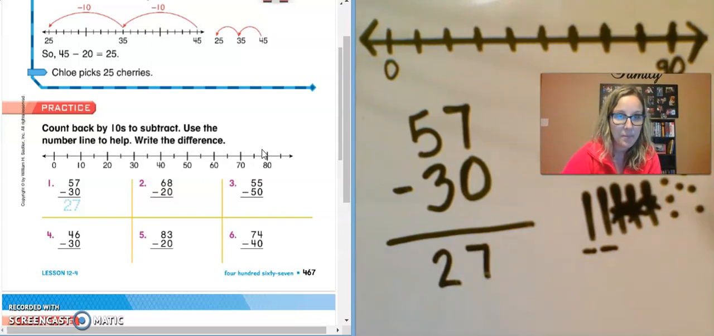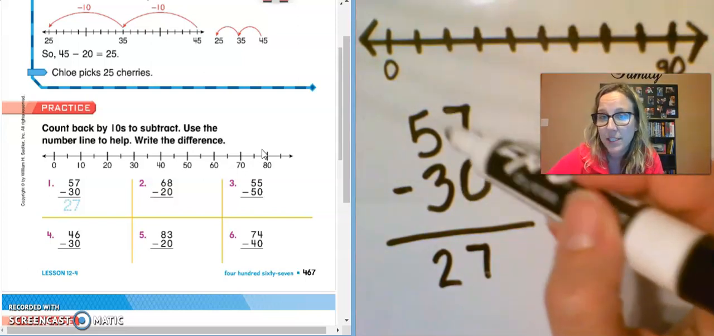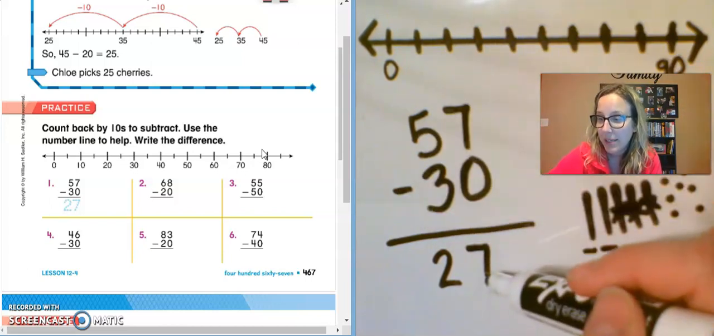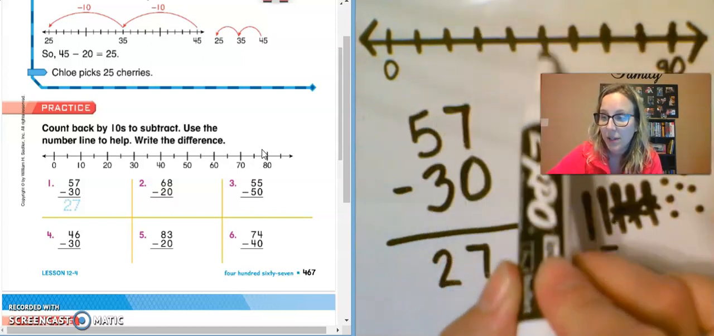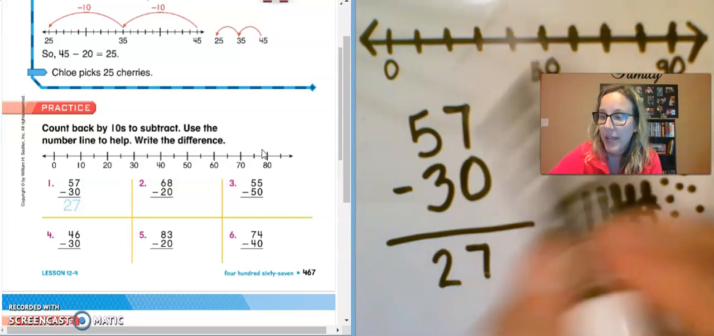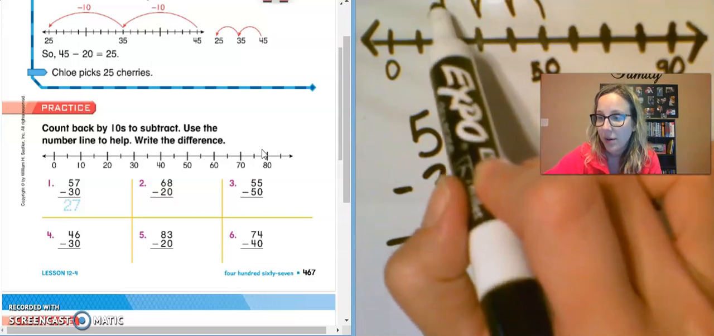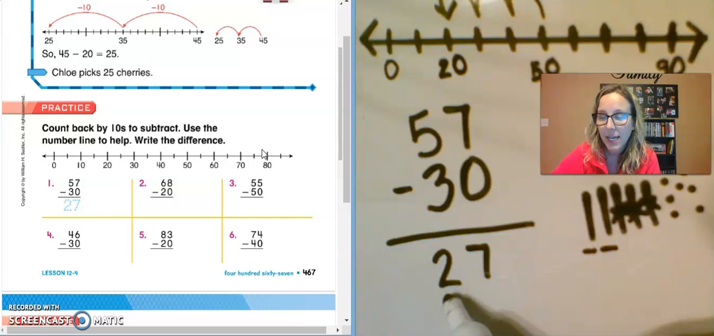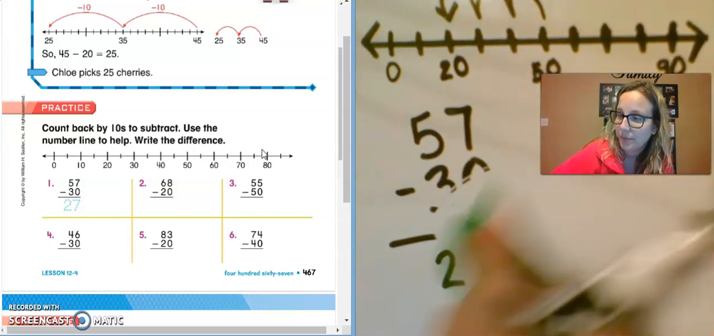The other thing that I could do is say, I know that my 7 ones are not going to change because we're only subtracting tens. So I can bring down my 7, and then using my number line, if I start at 10, 20, 30, 40, 50, which would be right here, and I jump back 3 tens, 10, 20, 30, that would put us at 20. So I can put my 2 tens there for 27. All right, let's go on now to number 2.